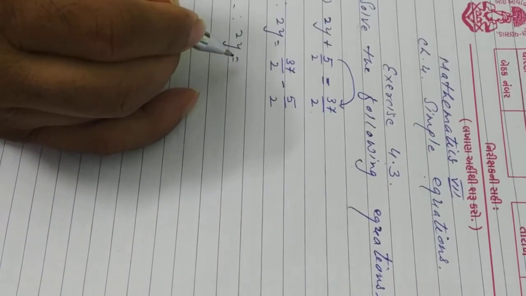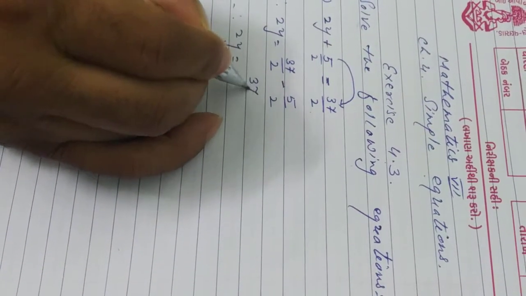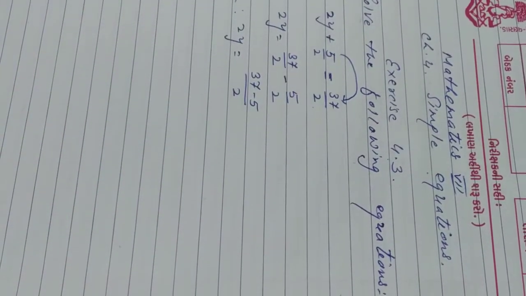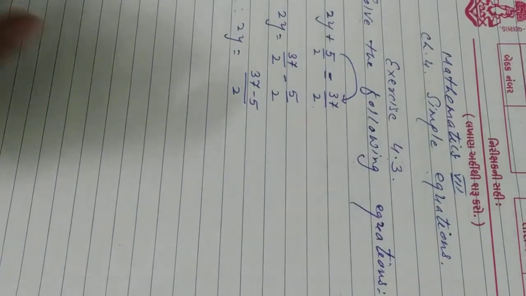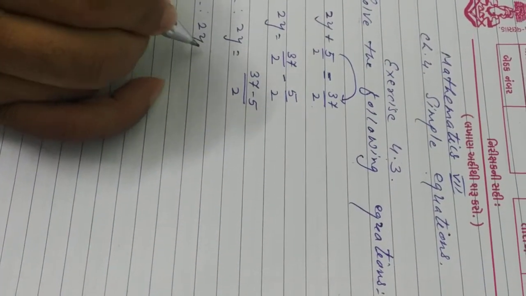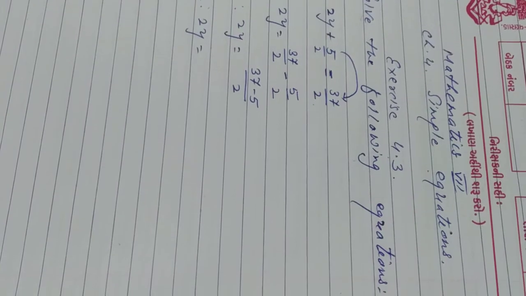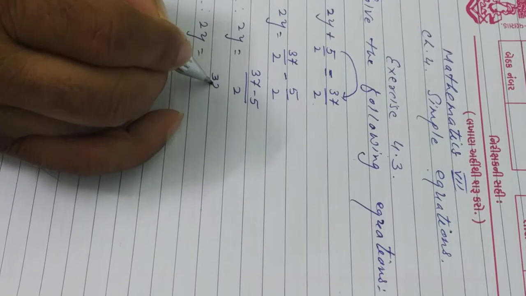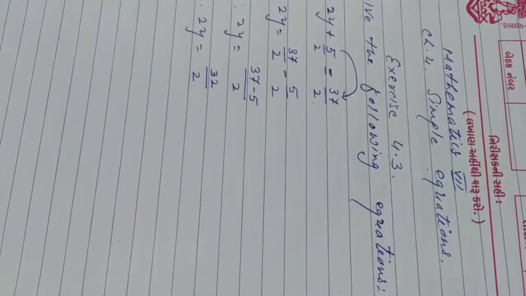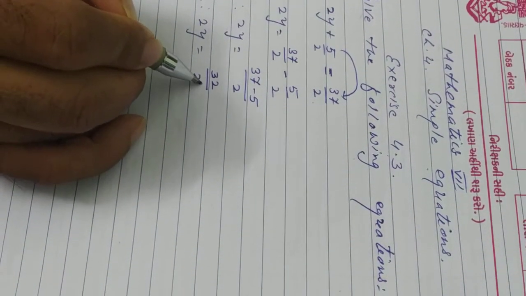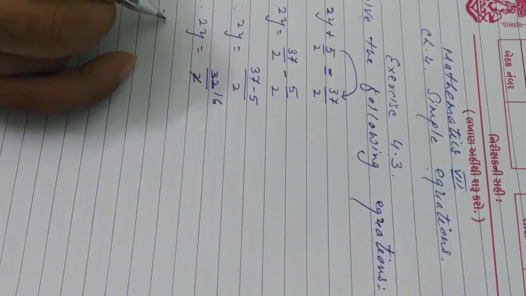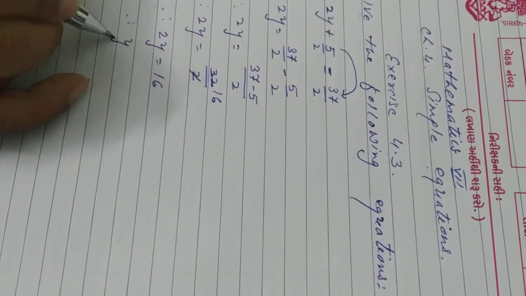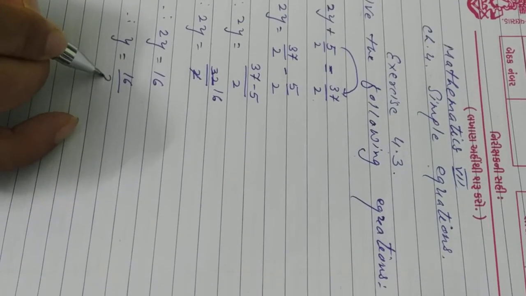Now therefore 2y is equal to 37 minus 5 upon 2, because the denominator is similar. So what's the LCM of it? 2 only. Therefore 2y is equal to, now 37 minus 5. So what? 32 upon 2. So 2, how many is 32? 16. And therefore 2y is equal to 16. Therefore y is equal to 16 upon 2.